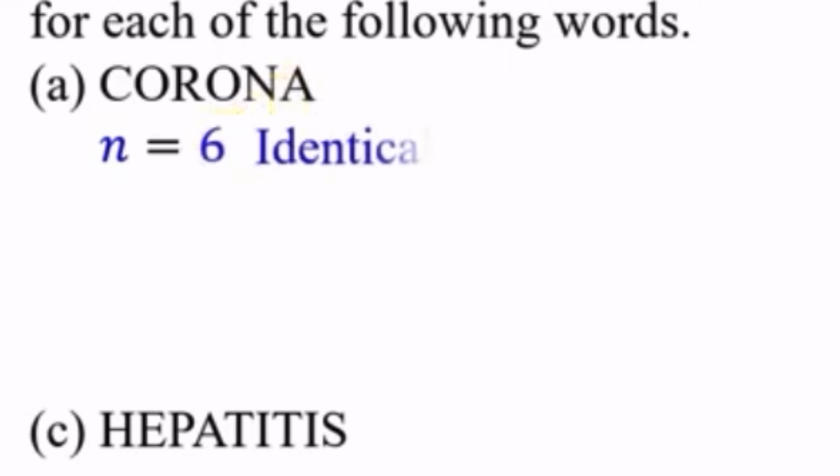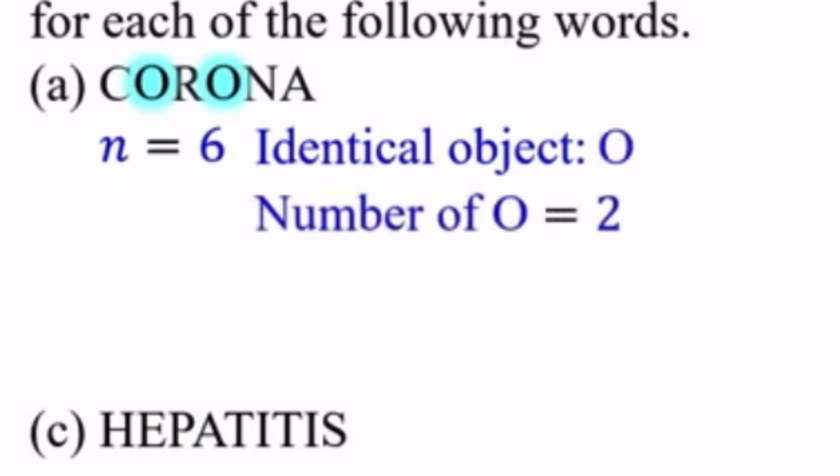So, how about identical letters? How many of them? We can see there are 2 O, right? So the number of O is equal to 2. Since there are 2 identical objects, the number of ways will be 6 factorial divided by 2 factorial. The answer is 360. All right? Let's proceed to question B.